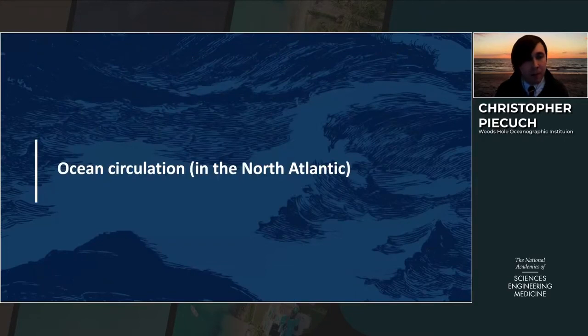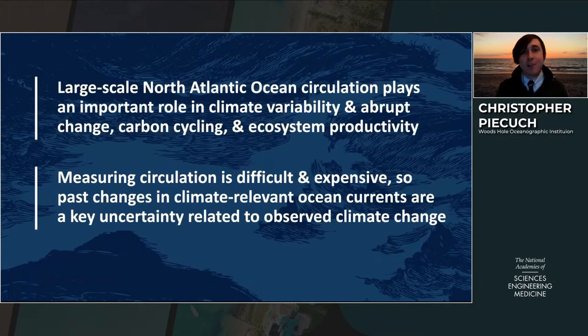So about halfway through now, let me switch gears to sea level and ocean circulation. I'm going to shamelessly focus just on the North Atlantic here. Large-scale North Atlantic ocean circulation plays an important role in climate variability and abrupt change, carbon cycling, ecosystem productivity, and a bunch of other fields. So suffice it to say, there's a lot of interest in knowing how North Atlantic ocean circulation has changed over time. But there's a problem, and that is that measuring the circulation is both difficult and expensive. So past changes in climate-relevant features of the circulation, things like the overturning circulation, are not very well constrained, and they represent a key uncertainty related to climate change.